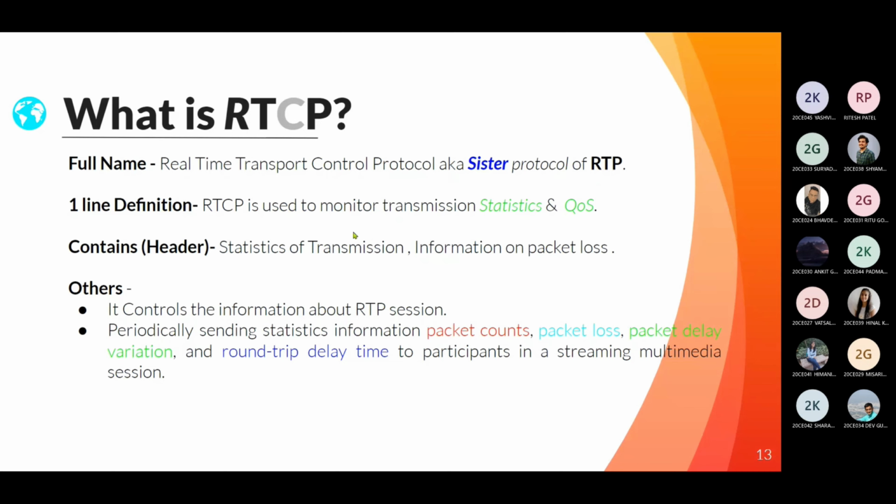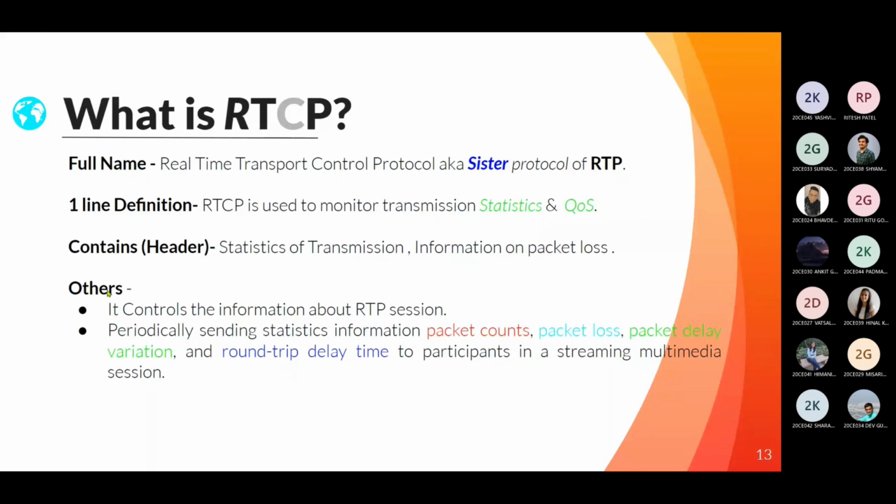So RTCP basically contains the statistics of a particular RTP session. It monitors the transmission statistics, and it also maintains the quality of service. The main part of the header contains statistics of transmission and information on packet loss. So it is RTCP who is going to inform us of the packet loss during the RTP session.